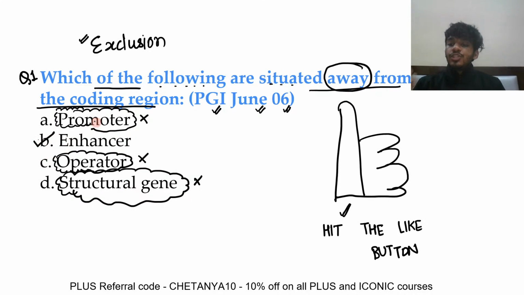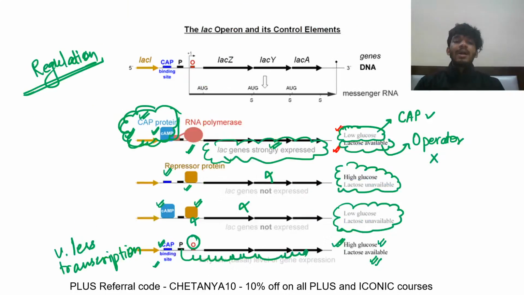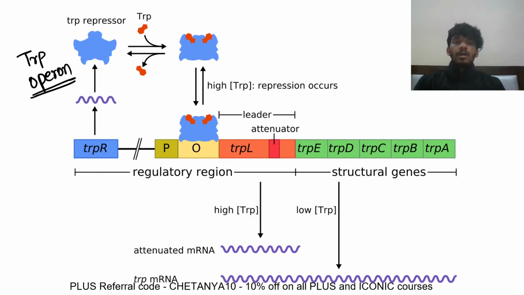Alright, when we do gene regulation in eukaryotes, I will tell you what enhancers are, and then you might be able to answer this a little better. Okay, so I'll come back to the theoretical part and I'll come back to TRP Operon. Let's explain TRP Operon to you.